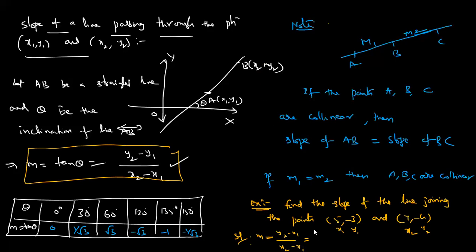Good. So y2 minus y1, how much is coming? Minus 4 minus of minus 3 by 7 minus 5. So minus 1 by 7 minus 5 is how much? That is the slope of the given line.